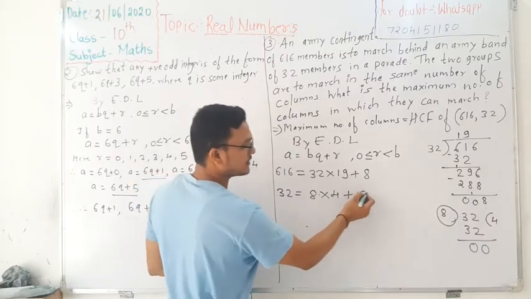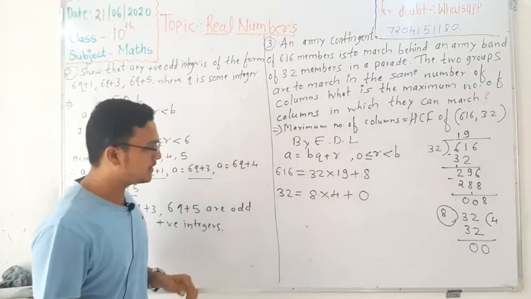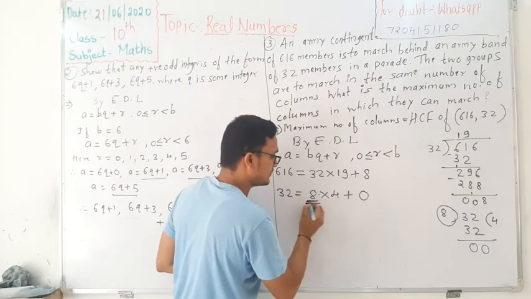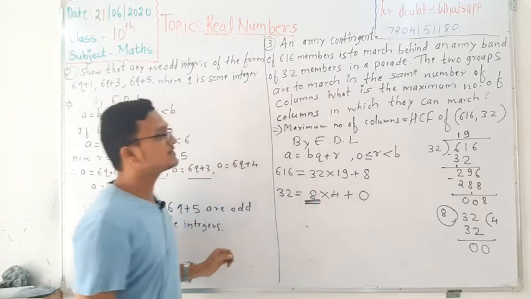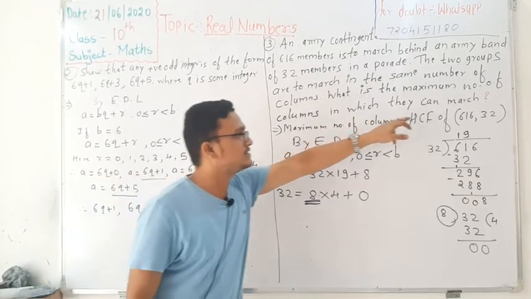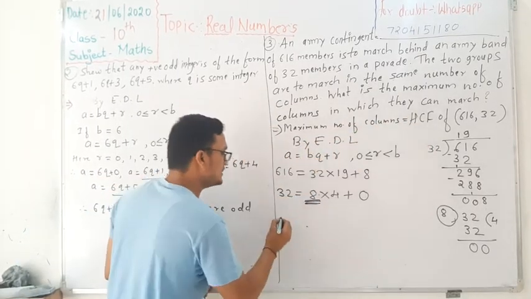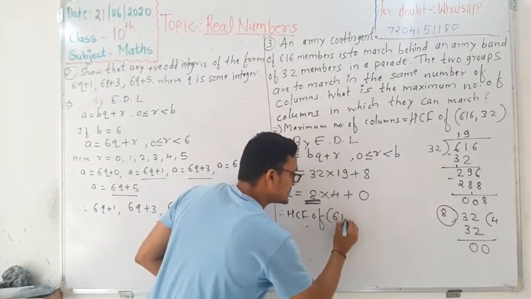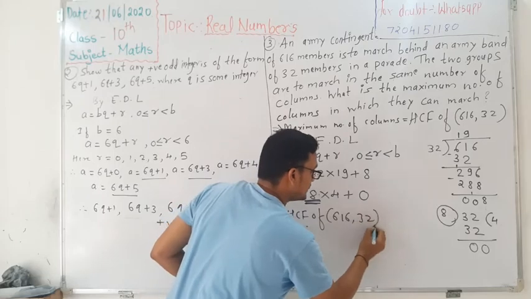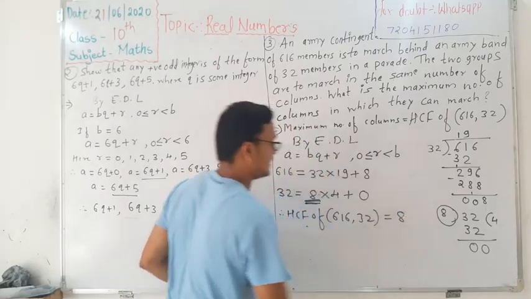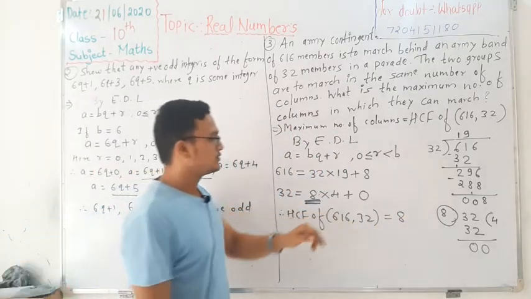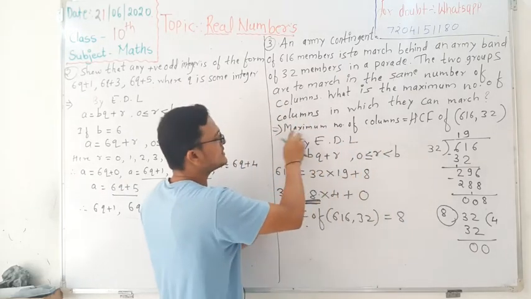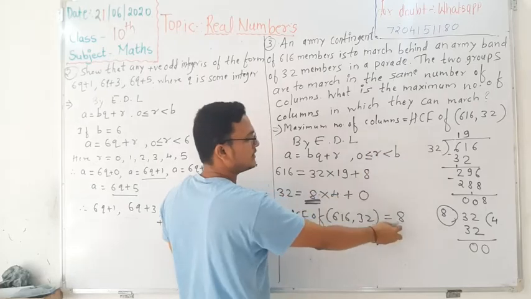As we have seen in the previous problems, whenever the remainder is 0, the divisor itself is called the HCF of those given two positive integers. Therefore, the HCF of 616 and 32 is 8. It means the maximum number of columns will be 8.